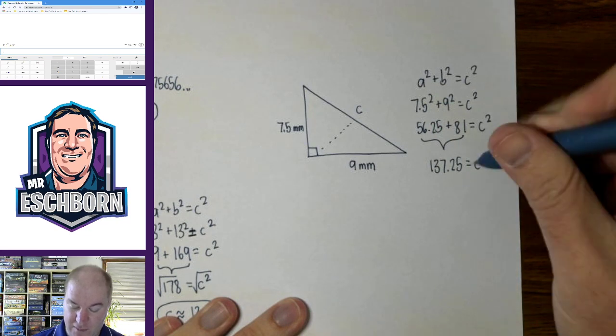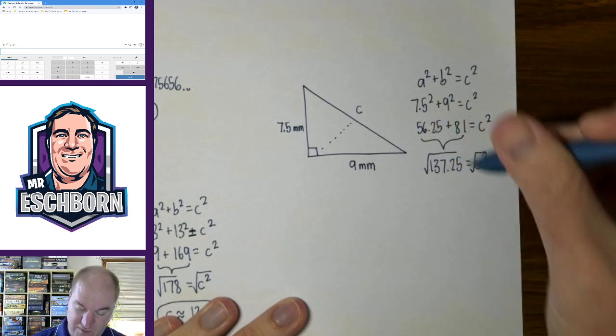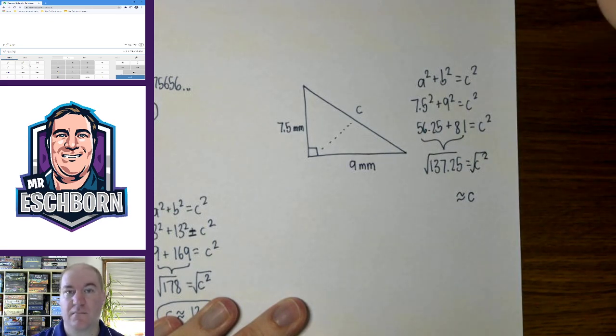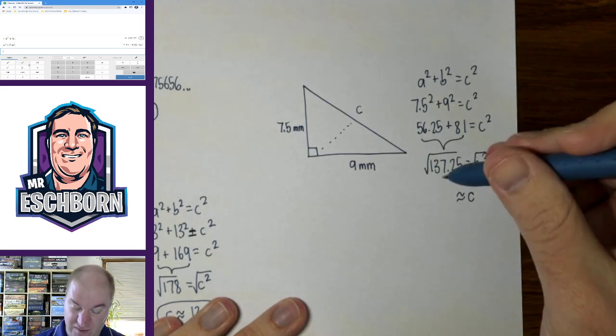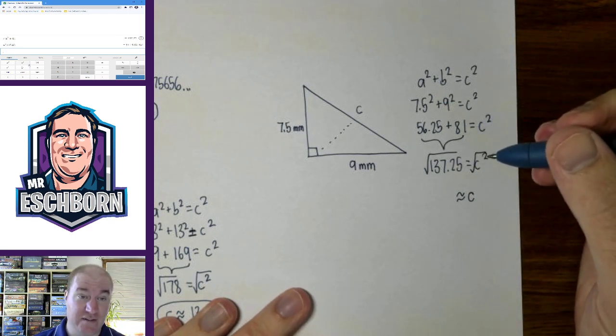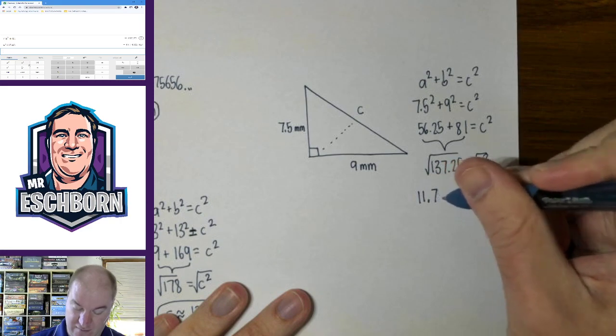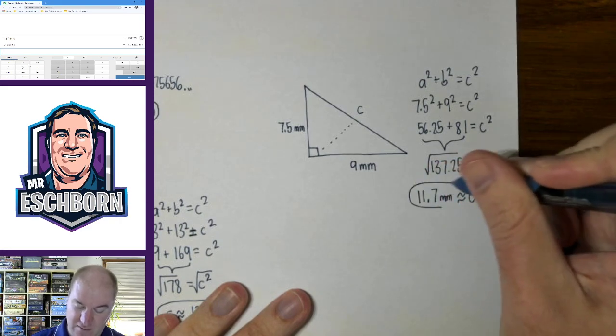I don't want C squared, I want C. So I'm going to square root both sides and get C is approximately 11.71537451, another irrational decimal. We're just going to round it to the nearest tenth like the previous two and say 11.7 millimeters.